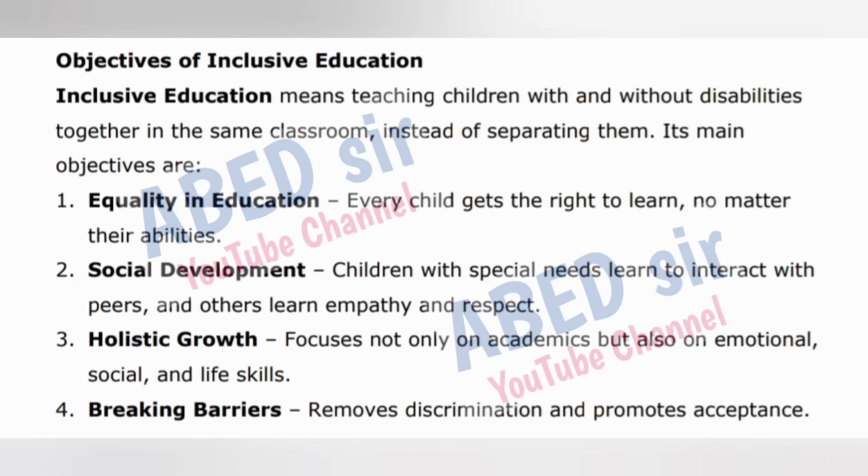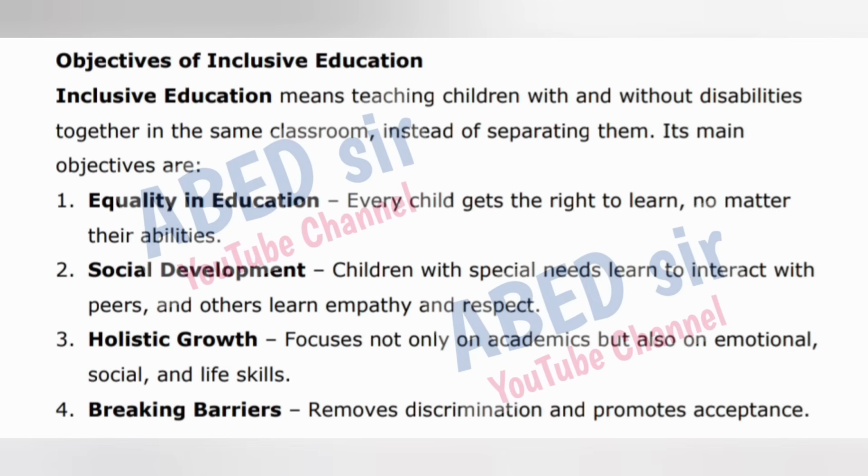Objectives of inclusive education. Inclusive education means teaching children with and without disabilities together in the same classroom instead of separating them. Its main objectives are: 1. Equality in education. Every child gets the right to learn, no matter their abilities.